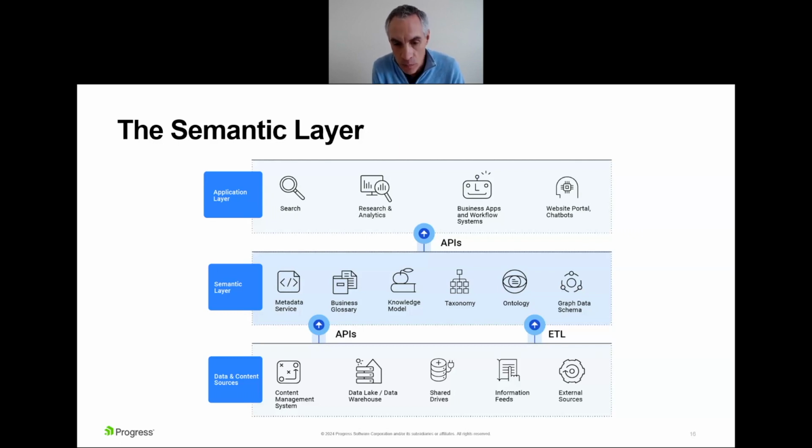And then, because we can store graphs and lists and so on, we can create those ontologies on top, those taxonomies, and essentially create a knowledge model and a business glossary, along with the metadata. The active metadata is very important to allow us to work with all those different types of records.